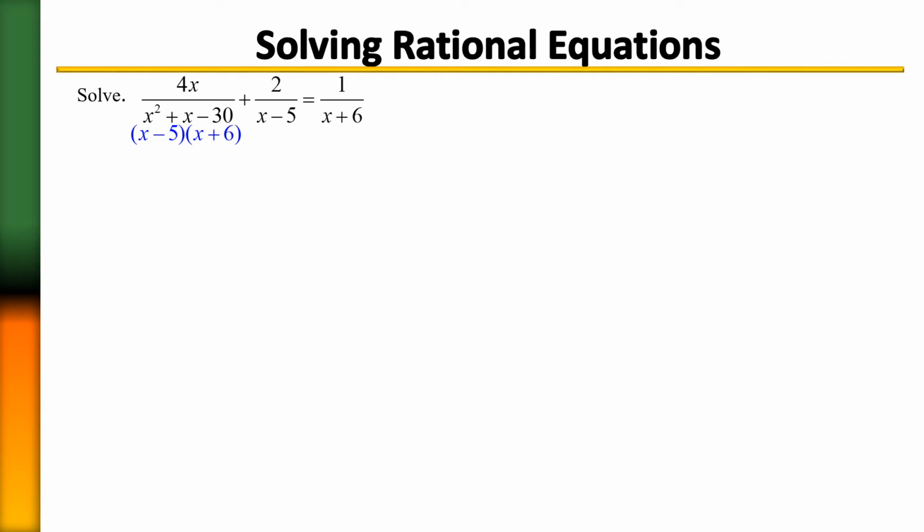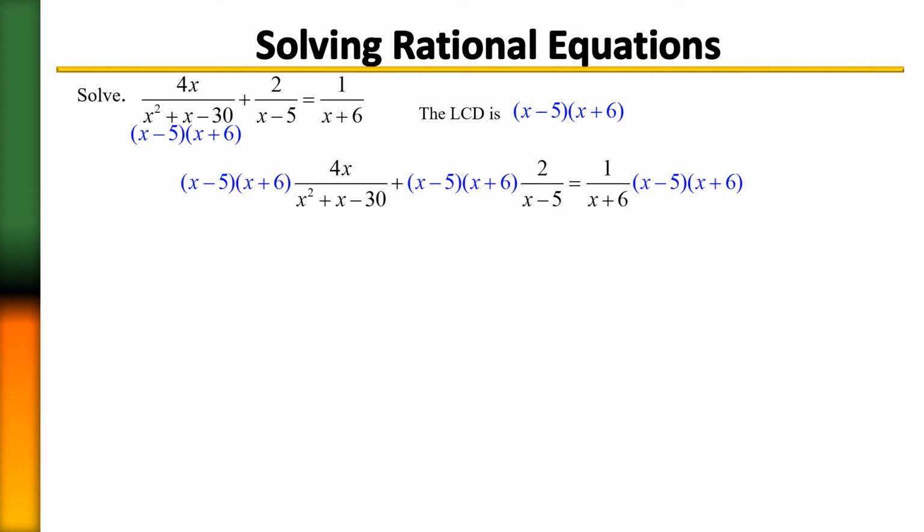And that's actually a denominator of the other two expressions. So we see here that we only have two unique different factors, and that's x minus 5 times x plus 6. So that's going to be my LCD. What do you do with the LCD? Multiply all three parts of the equation by the LCD. Why? So that we can clear the rational expressions or clear the fractions.